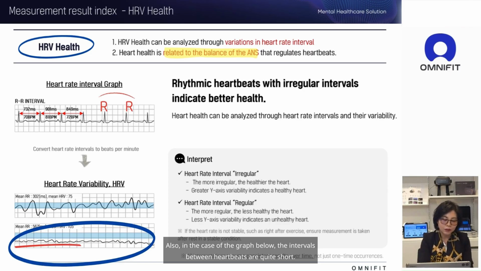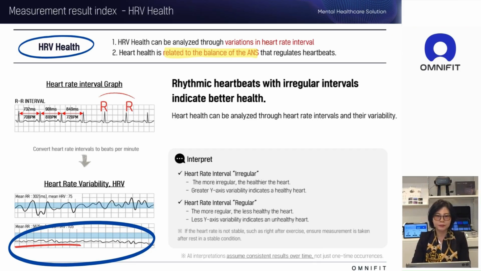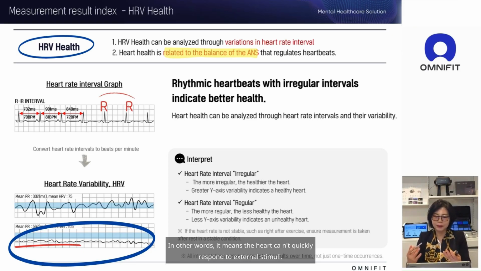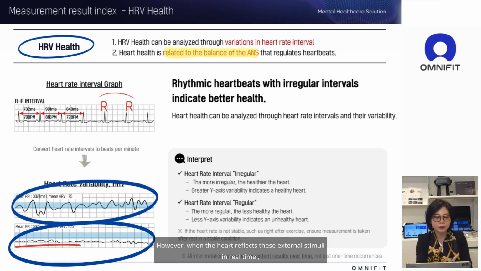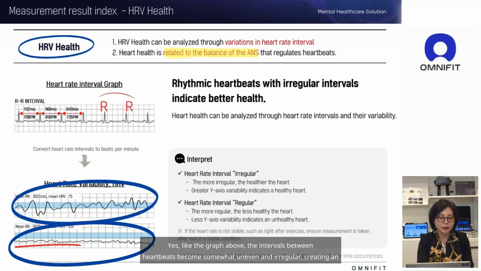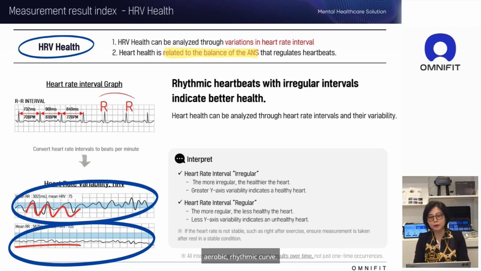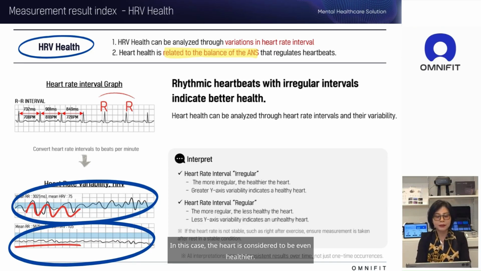Also, in the case of the graph below, the intervals between heartbeats are quite short. In other words, it means the heart can't quickly respond to external stimuli. However, when the heart reflects these external stimuli in real time, like the graph above, the intervals between heartbeats become somewhat uneven and irregular, creating a wavy, rhythmic curve. In this case, the heart is considered to be even healthier.